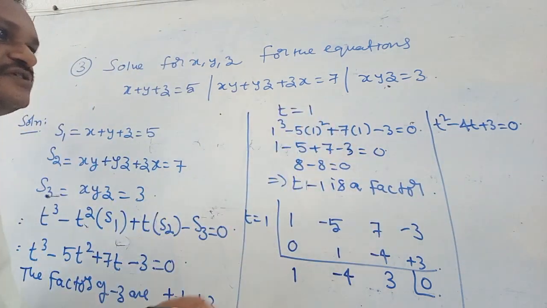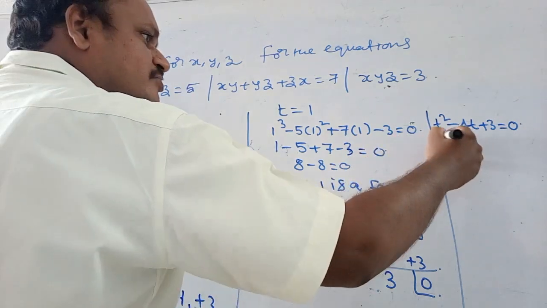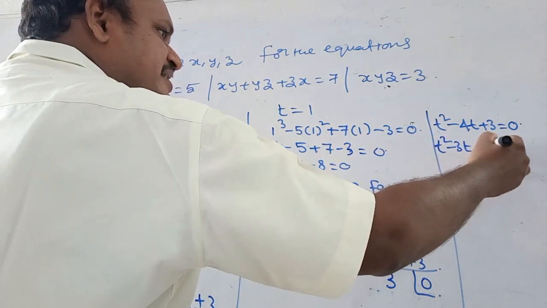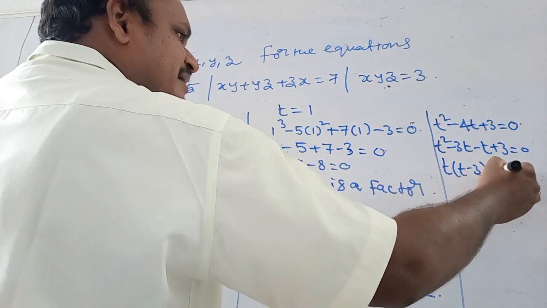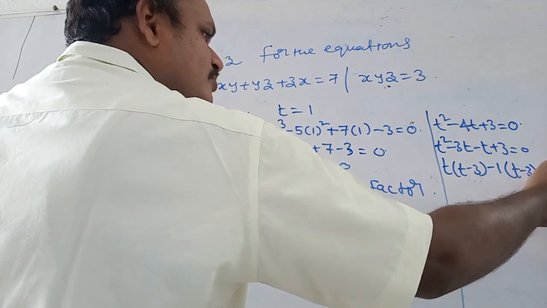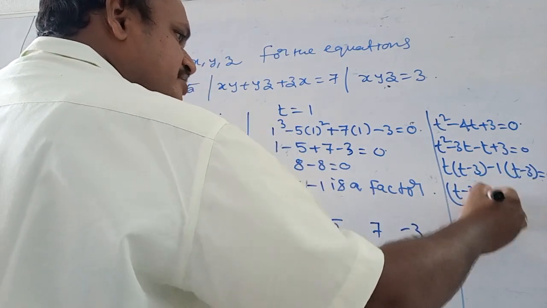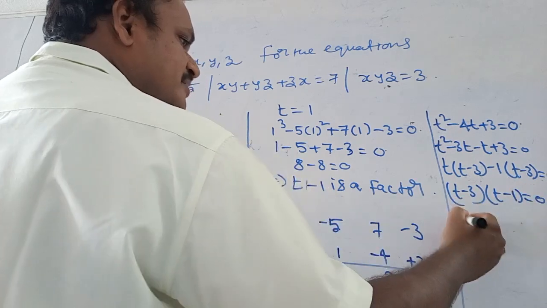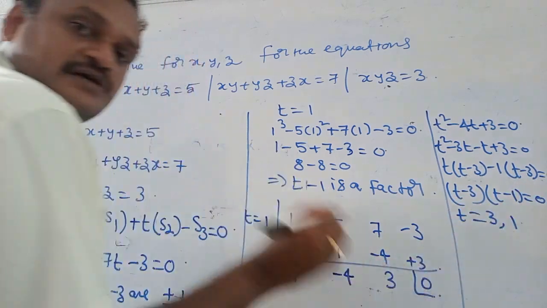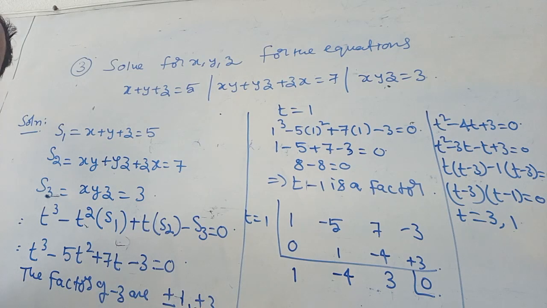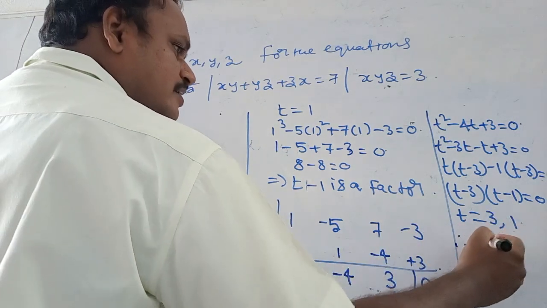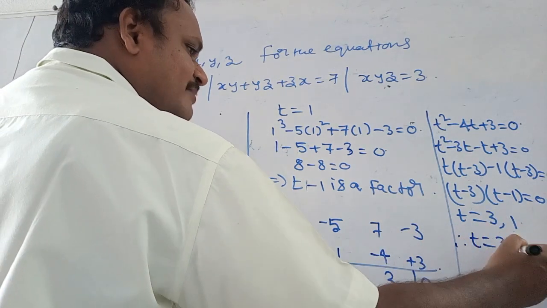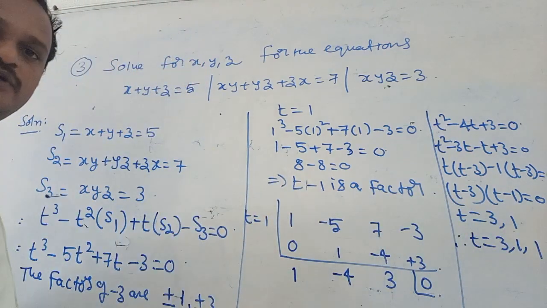And the roots of this are found from t square minus 3t minus t plus 3 equal to 0. If you take t common, t into t minus 3, minus 1 if you take common, t minus 3 equal to 0. That means t minus 3 into t minus 1 equal to 0. That means t equal to 3, 1. Already one of the roots is 1, therefore the values you get are t equal to 3, 1, 1. Therefore these are the roots.